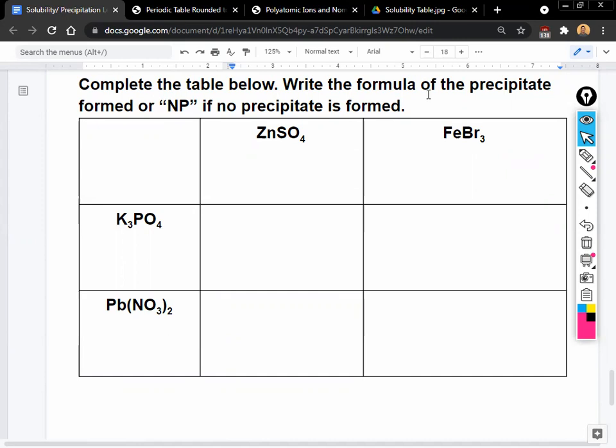Okay, so let's go through step by step. The first thing you want to do is go and look at all the compounds that you're mixing.